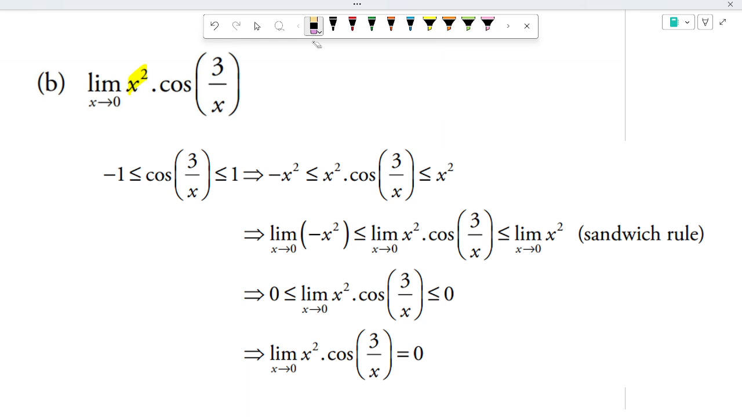Okay, this is an example of the sandwich rule. If two functions have the same limit and the third one is lying between them, it should have the same limit as well.